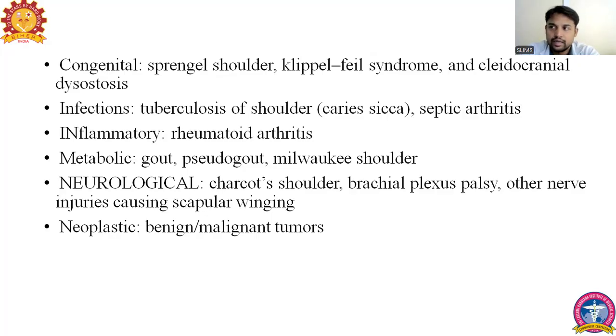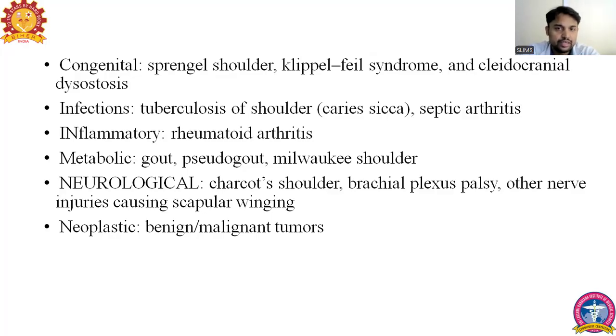See, in India, tuberculosis is endemic. So whatever the condition, whatever the joint pain, you should not miss out tuberculosis. You should always have tuberculosis as a differential diagnosis or a secondary diagnosis, or by investigation, you should always rule out tuberculosis, whatever the joint. Tuberculosis of the shoulder joint is called caries sicca, and septic arthritis also you should rule out.